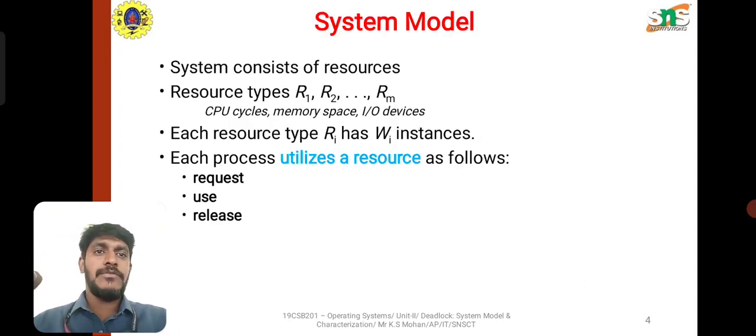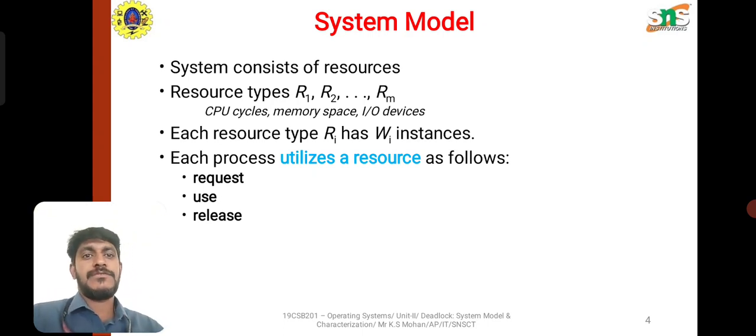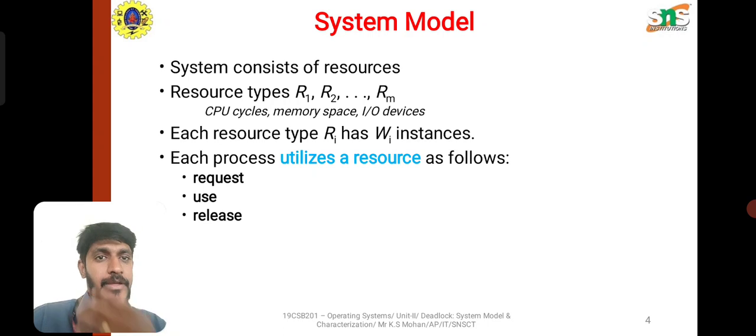Now the system model. The system consists of resources, with resource types R1, R2, R3 up to Rm. These include CPU cycles, which we already discussed, memory space, and other input/output devices. Each resource type Ri has Wi instances. Each process utilizes resources as follows: request, use, and release. So different kinds of processes can utilize the resources.